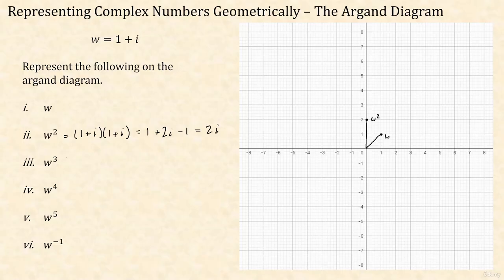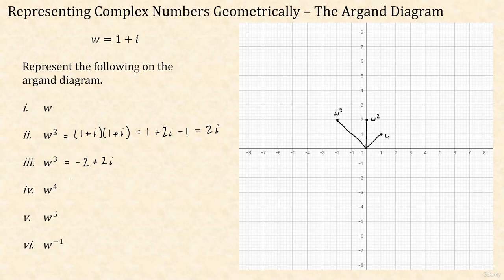How about w cubed? Well, at this point I'm just going to cheat a little bit and use my calculator. So do feel free to work through the expansion on this if you like. But when you expand this, you get minus 2 plus 2i. So let's see where that goes. Minus 2 plus 2i. So that's w cubed.